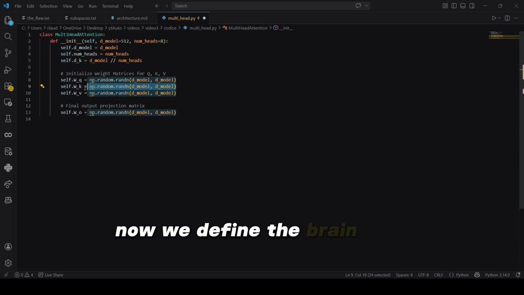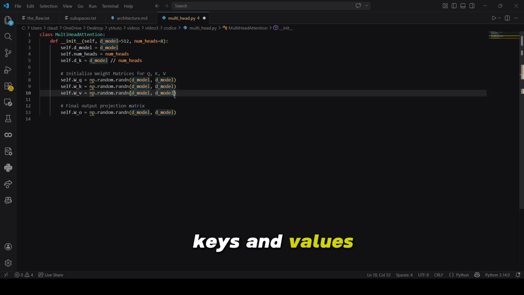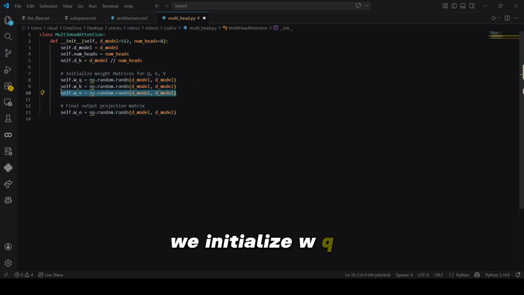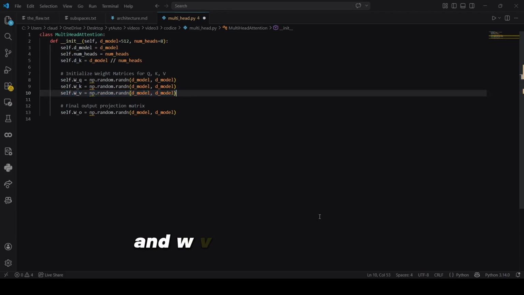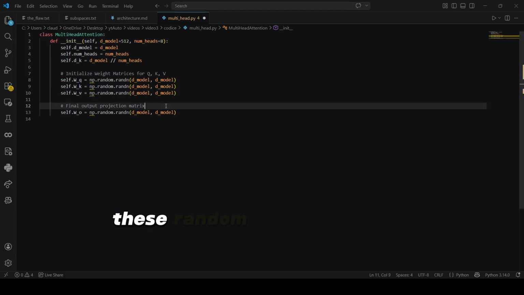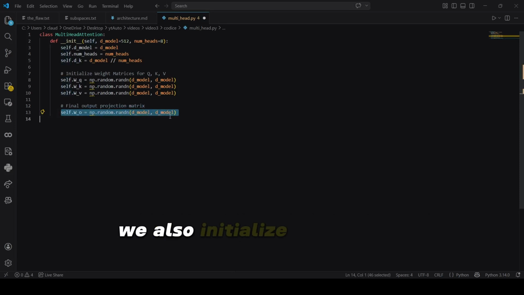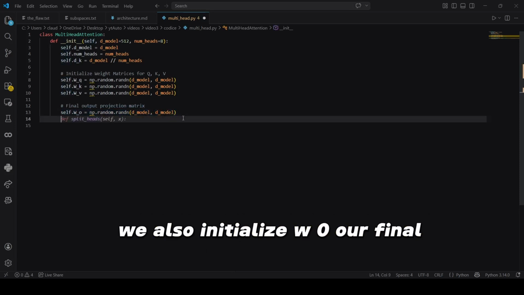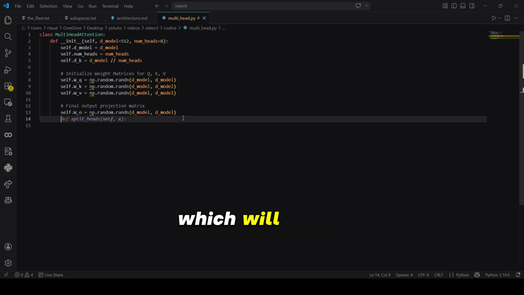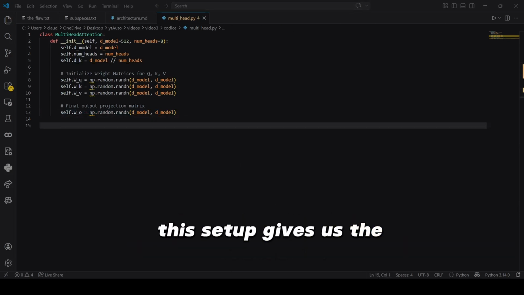Now we define the brain of the layer, the weight matrices. We need weights to project our queries, keys, and values. We initialize WQ, WK, and WV as random matrices. Notice their shape, D-model by D-model. In a real network, these random numbers would be optimized through gradient descent. We also initialize WO, our final output projection matrix, which will mix the concatenated results at the very end. This setup gives us the foundation.